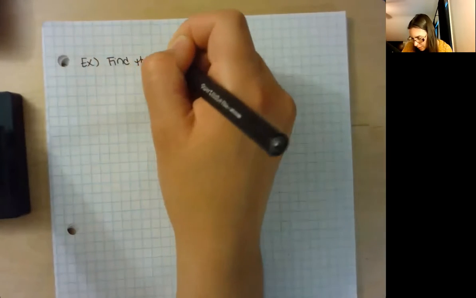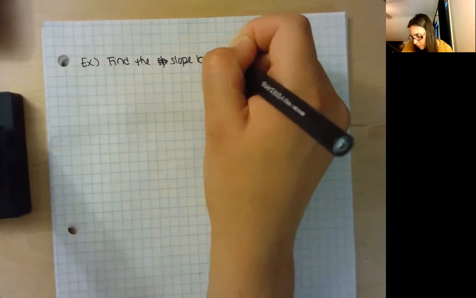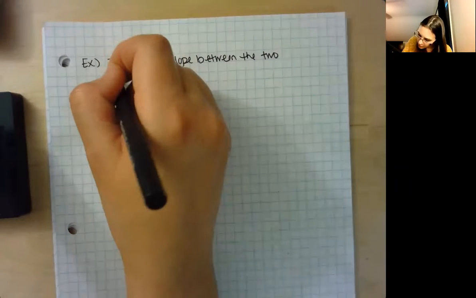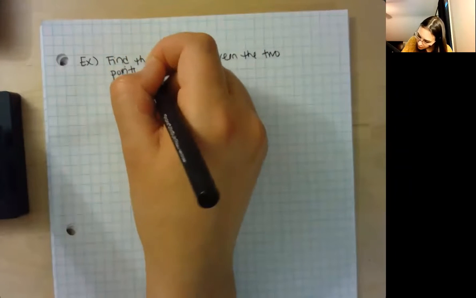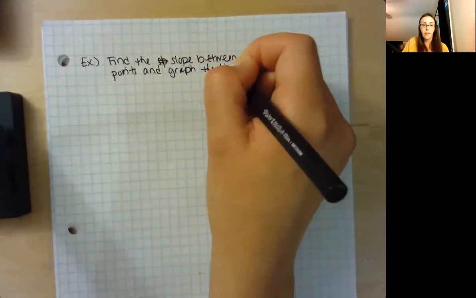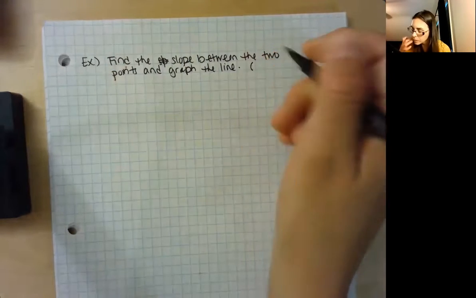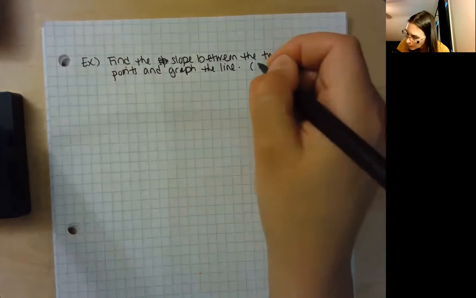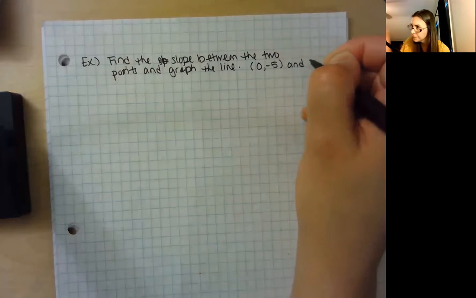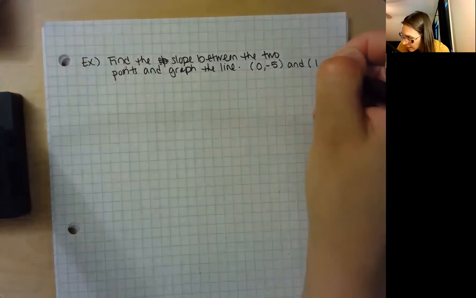Oh, sorry, find the slope between the 2 points and graph the line. Okay, so here are my 2 points this time. I'm going to use the points (0, -5) and (1, -10).